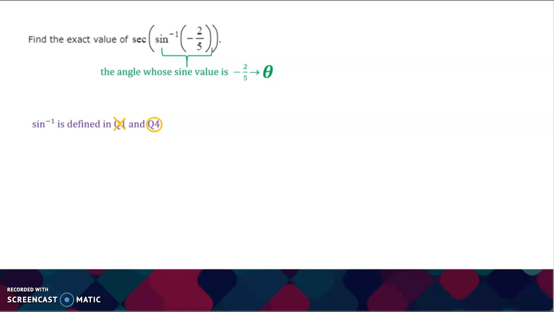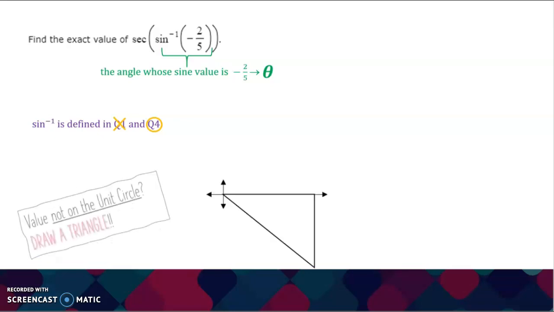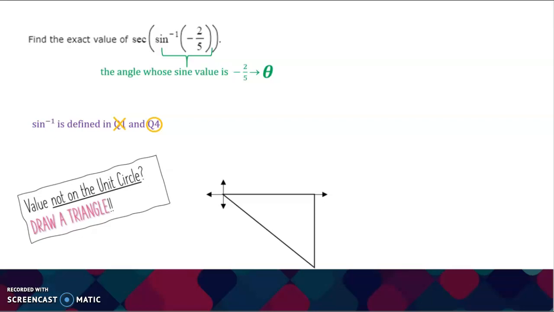Again, negative 2 over 5 is not on the unit circle, so if your value is not on the unit circle, we need to draw a triangle. Notice we drew this triangle in the fourth quadrant, that is important, and we'll put on our information, our theta, and then our negative 2 over 5 for opposite over hypotenuse, and then we'll use the Pythagorean theorem to find the missing side. Now, really what we're looking for is the secant of theta, which is 5 over root 21.